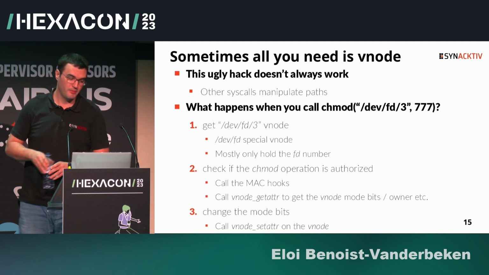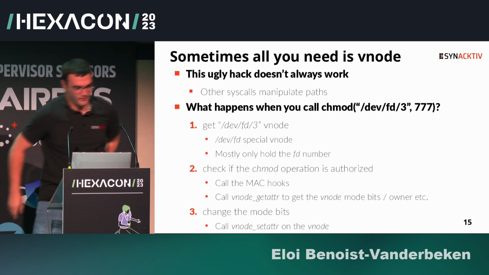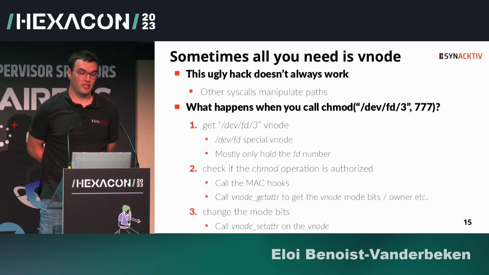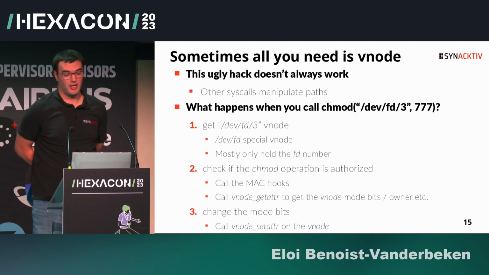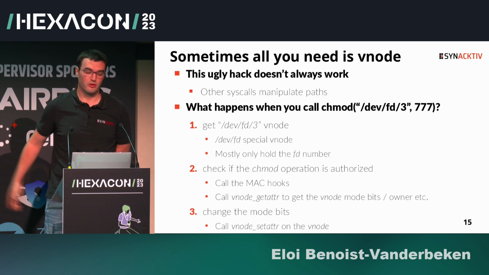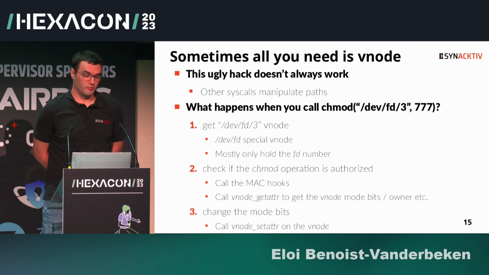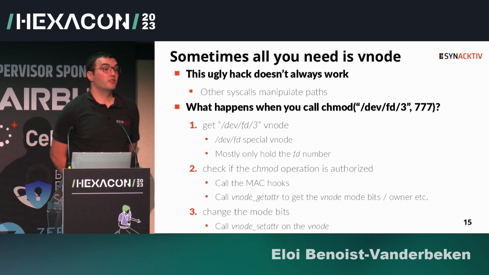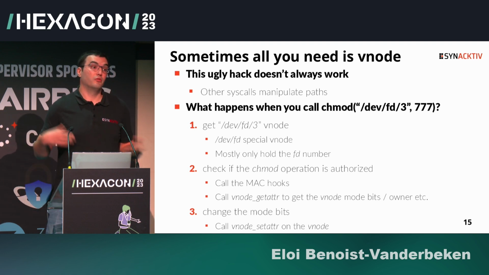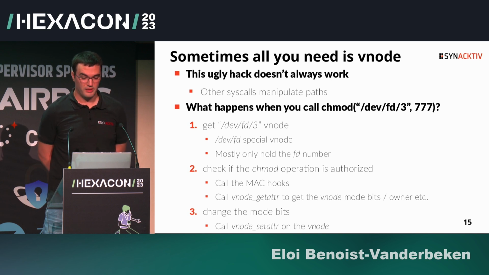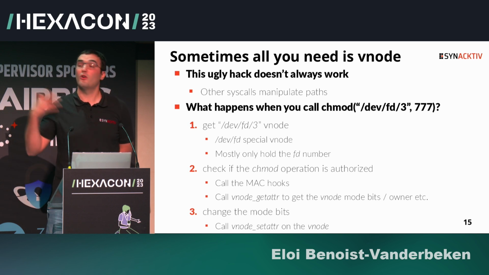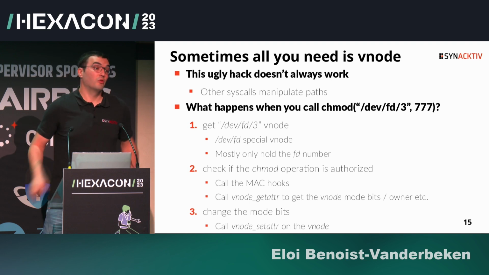Then, with this special FD vnode, the chmod will first check if the chmod operation is authorized by calling the mandatory access control hooks, so the sandbox, mostly. Then it will call vnode get attribute to get the vnode's bits and owner to check, for example, if the file is not owned by you, and there are no root flags, then you cannot chmod it, obviously. Then, if all the checks are passed, it will call the vnode set attribute on the vnode to actually change the mode.